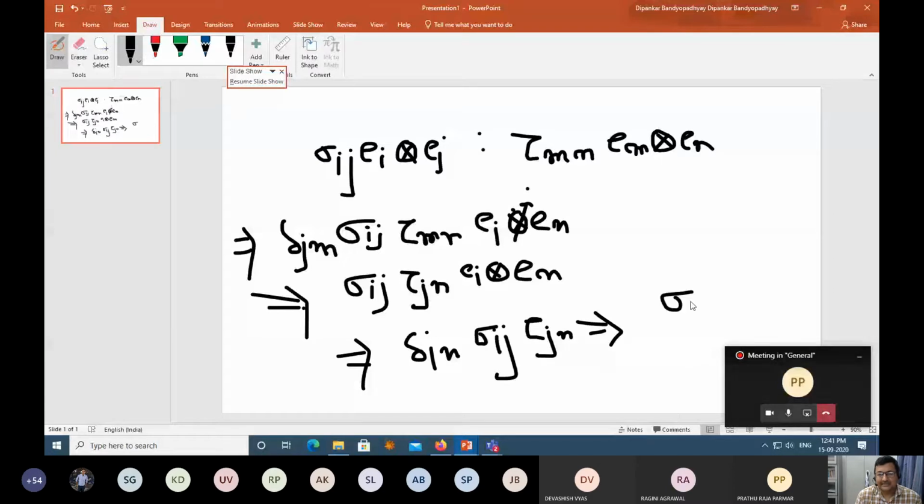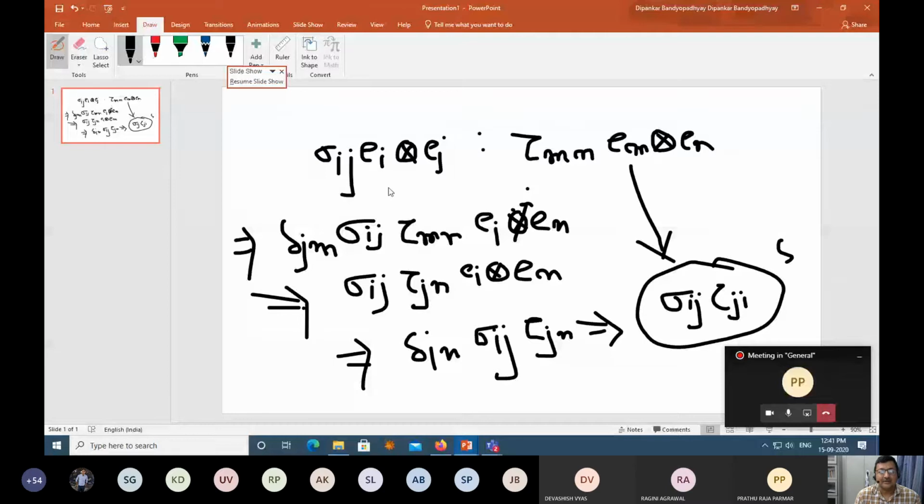So sigma Ij into tau Ji. So again, the matrix multiplication rule is satisfied. But now this one is a scalar. So you can see that by doing the double dot product, you can really do a reduction from a dyad, a second order tensor, to a zeroth order tensor.